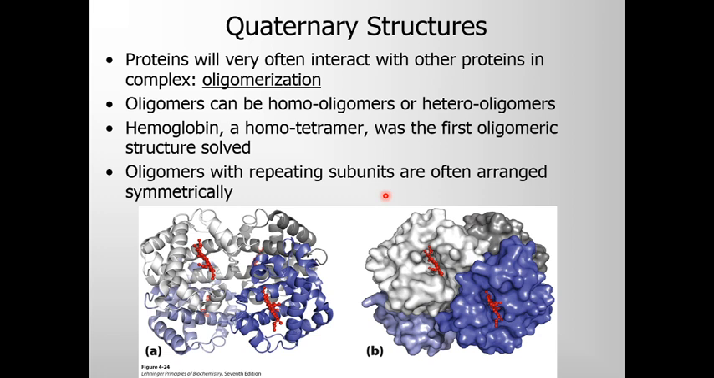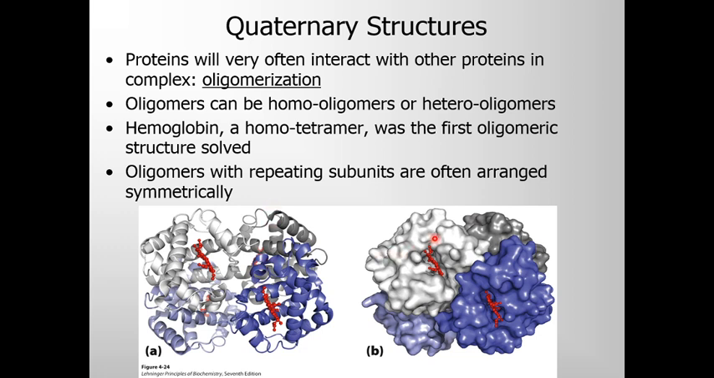Remember, myoglobin was the first structure for which the three-dimensional structure was identified. And myoglobin happened to be a monomer, whereas hemoglobin is a homotetramer. We'll learn about myoglobin and hemoglobin later in the protein function chapter.